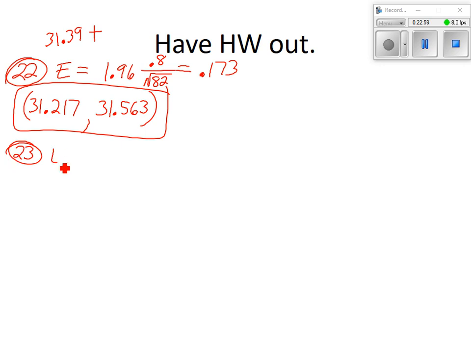Number 23. What's the Z, the critical value for 99? 2.575. What's our S this time? 4.7. I'm sorry, 2.14. What's our N? 45. Somebody do all that for us. 0.821.